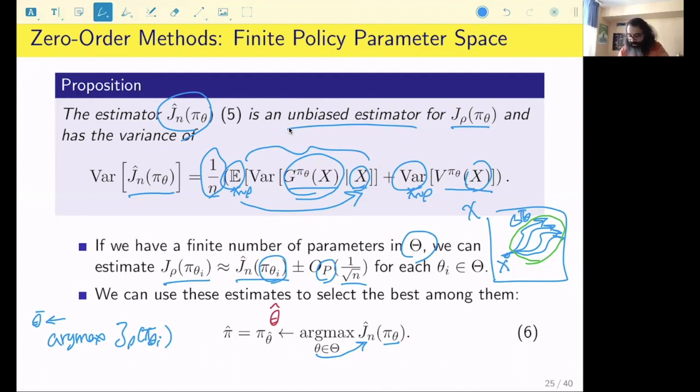So a question: if we do this process, computing theta hat or pi hat by computing the maximizer of j hat of n, what might happen? Is this a reasonable procedure? First of all, is the pi hat that we find here going to be the same as pi theta bar?